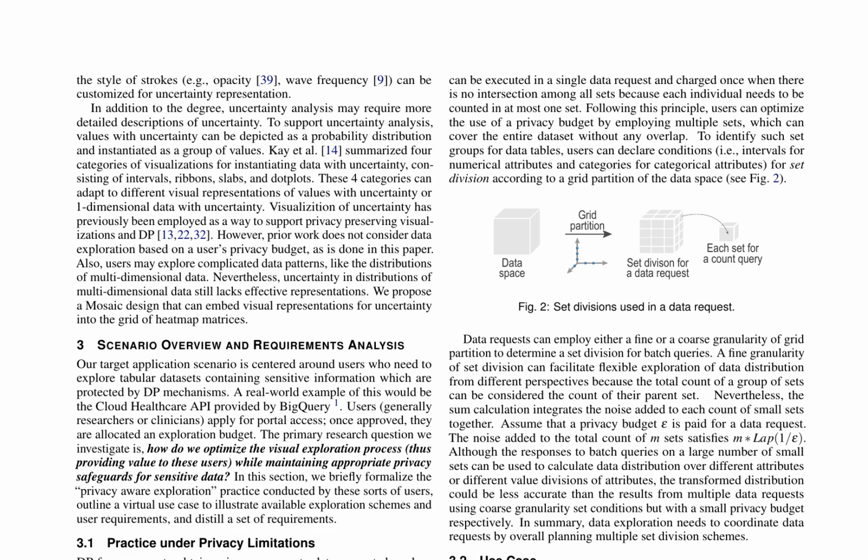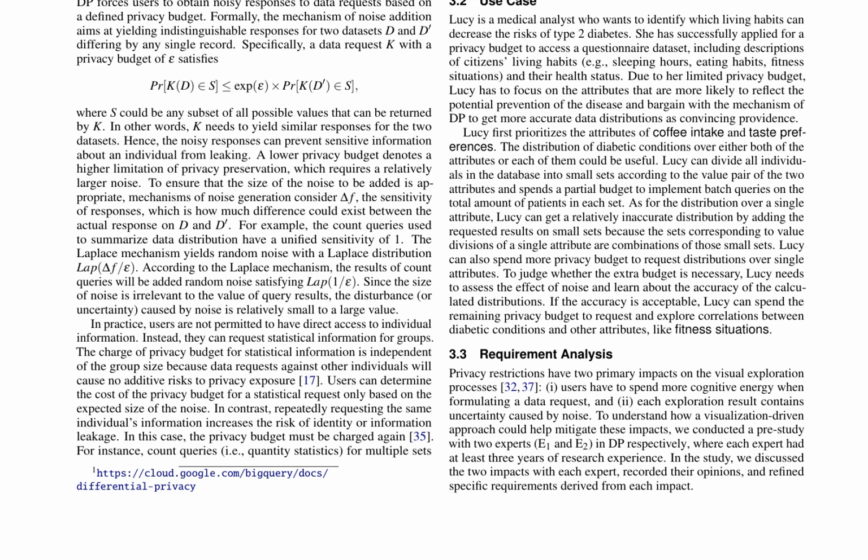With a limited privacy budget, Lucy must strategically request data attributes that are most likely to reflect disease prevention. This scenario highlights the need for users to negotiate with the DP mechanism to obtain more accurate data distributions. The requirement analysis reveals two primary impacts of privacy restrictions on visual exploration: increased cognitive energy when formulating data requests, and uncertainty in each exploration result due to noise.